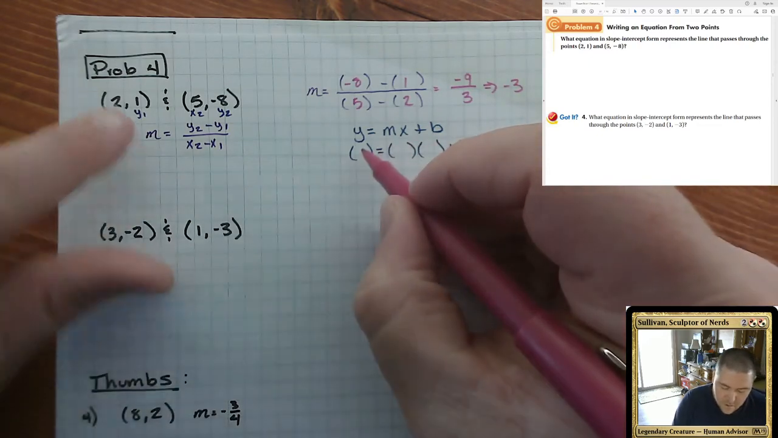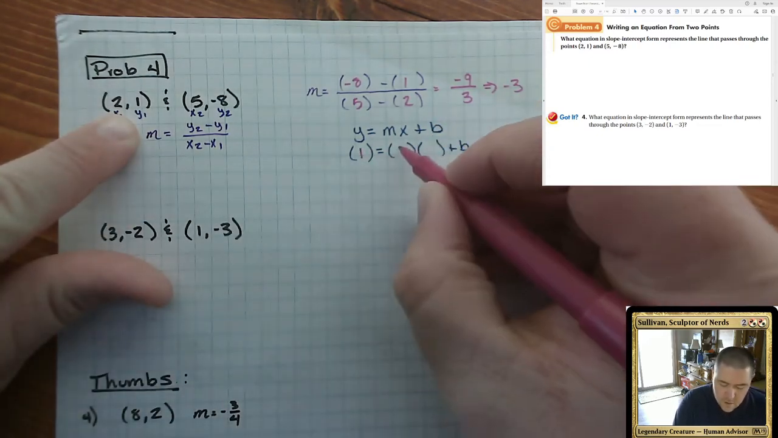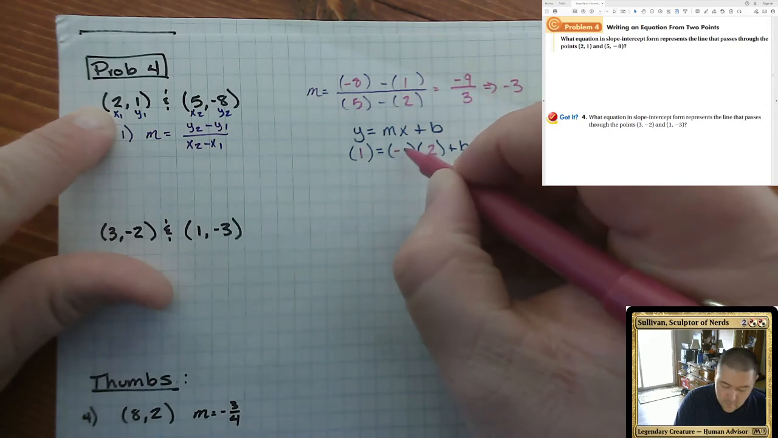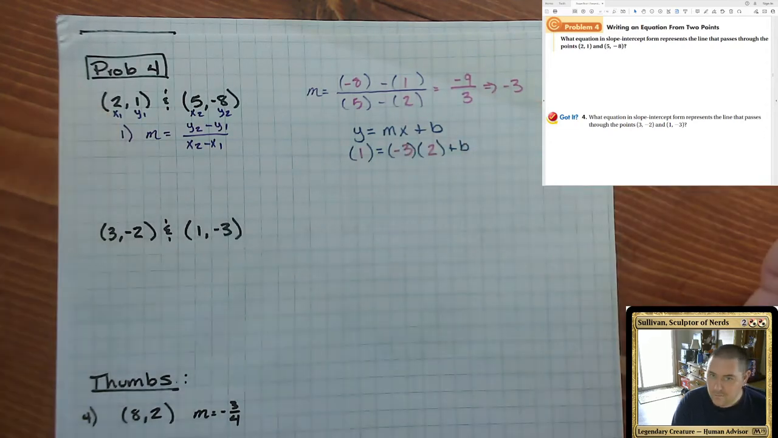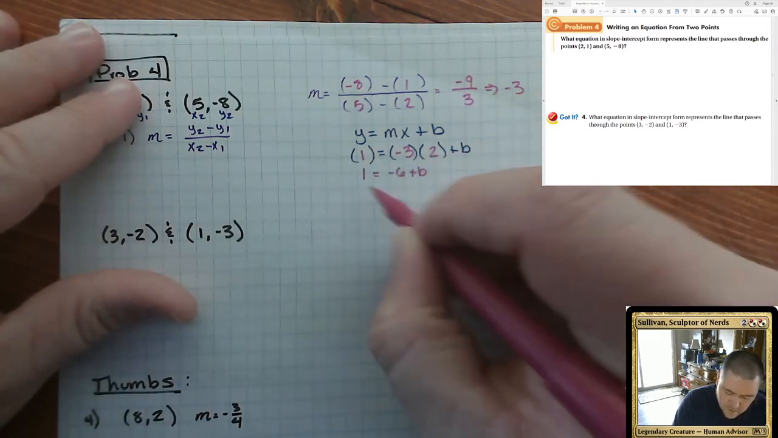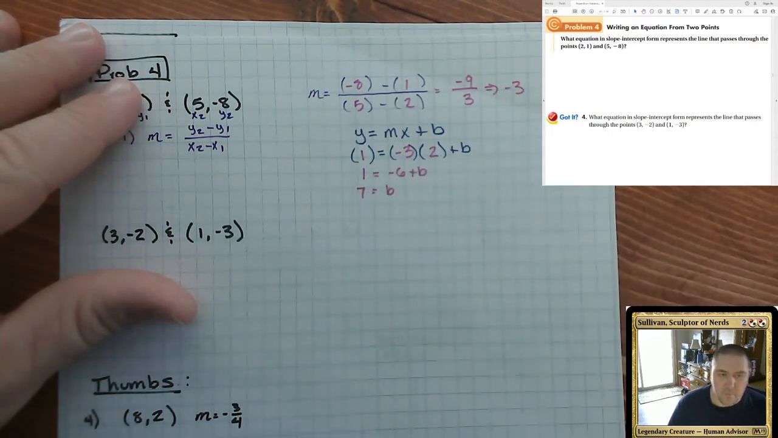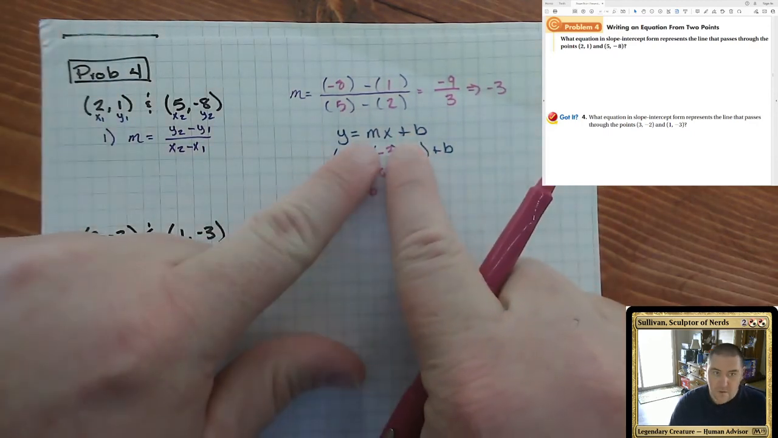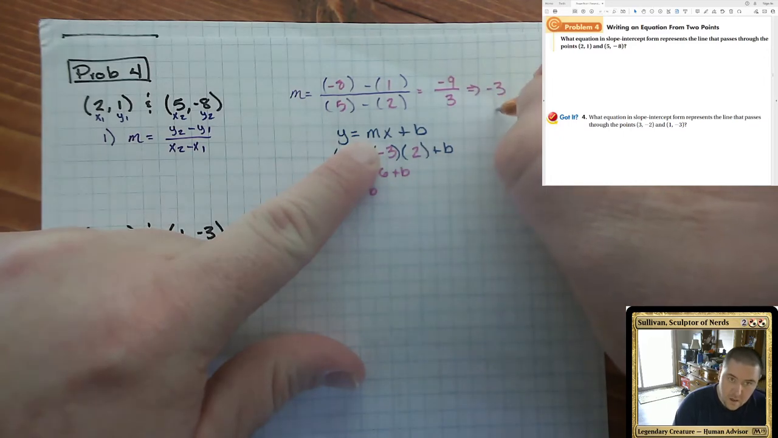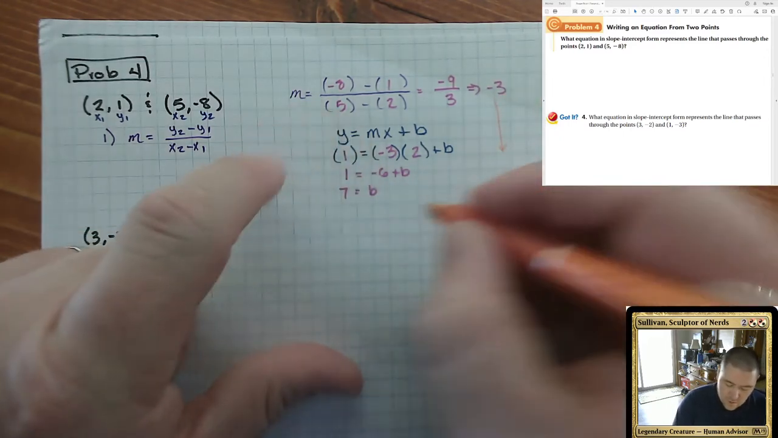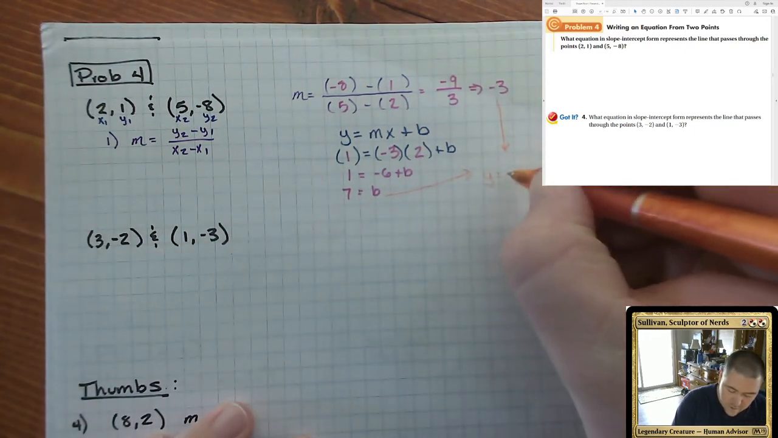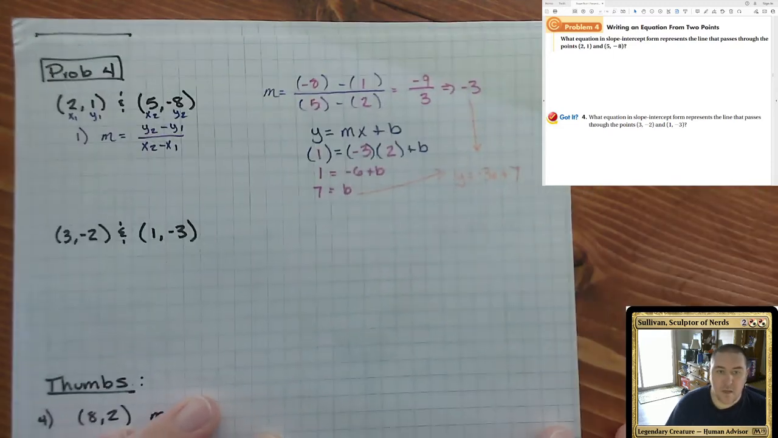I know that one of my y's is 1. I know the x that goes with it is 2. I just found out my slope was negative 3. We can solve that. That's pretty simple. 1 is negative 6 plus b. Add 6 to the other side. B is 7. So now, if this is what the equation is supposed to look like, I'm going to combine everything. Say I know my slope, I know my y-intercept, so now it's just like the last example. Y is negative 3x plus 7. Now I can just dump stuff in.